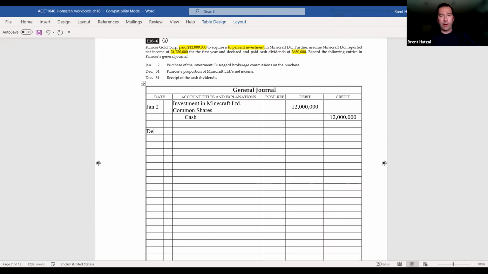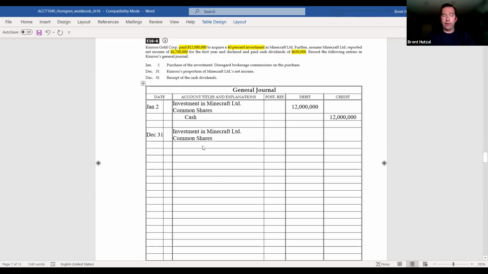Okay, the next journal entry on December the 31st is the journal entry to record Kinross's proportion of Minecraft's net income. Well, the total net income, it says, is $1,780,000. Now, keep in mind that Kinross purchased a 40% investment. So a 40% investment in Minecraft will entitle Kinross to 40% of the net income. And like we said, recording the net income will also increase this account, investment in Minecraft Limited common shares.